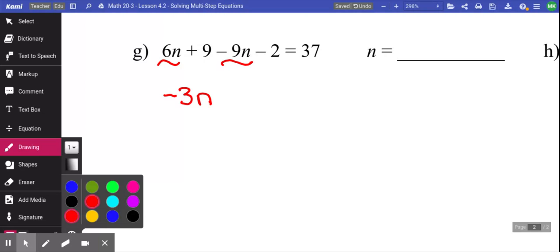There's another like term here. It's our constant values. So this plus 9 and this minus 2 are on the same side of the equal sign, and they're called like terms, which means I can add them together. 9 minus 2 is plus 7. The other side of the equal sign doesn't have anything, so it stays as equals 37.